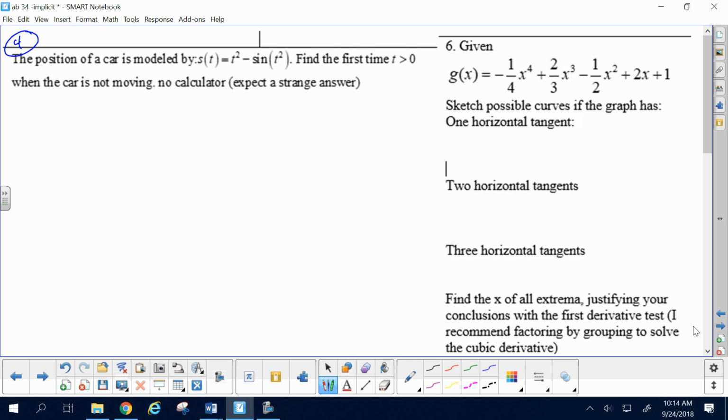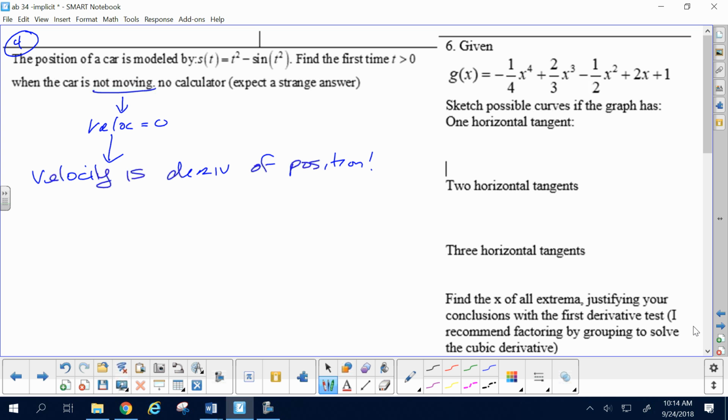All right. So, not moving. Let's translate this into calculus. Not moving means slope or velocity is 0. Velocity, how does it relate to position? Velocity is the change in position with time, so that makes it the derivative of position. Velocity is the derivative of position. If you don't know that, write that on your paper. Velocity is the derivative of position because it's change in position with time. So I need S prime. S prime is the derivative of 2t squared, which is 2t.